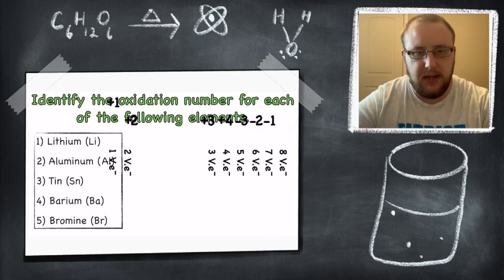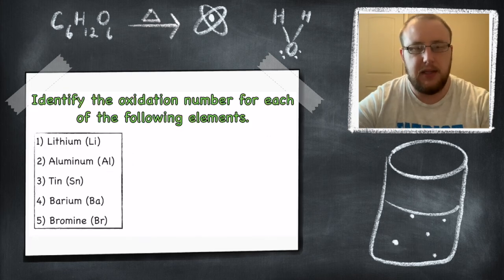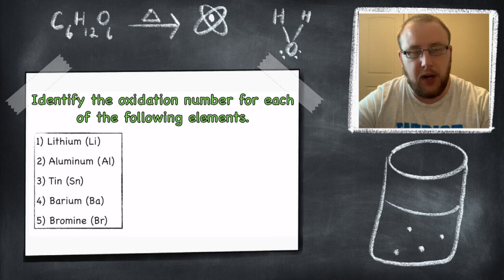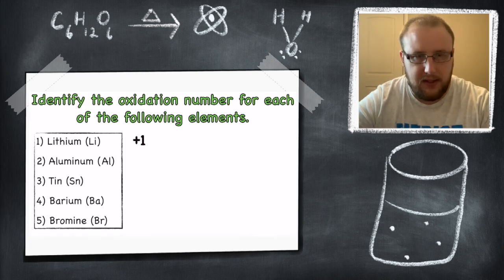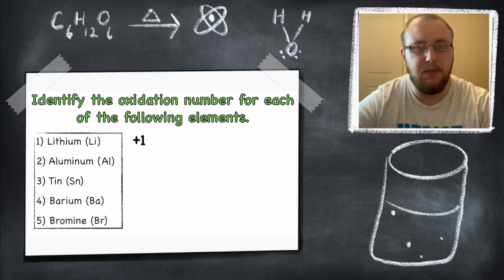Okay, so let's identify the oxidation number for each of these elements: lithium, aluminum, tin, barium, and bromine. First, lithium, Li. Lithium is right underneath hydrogen, and because of that, anything underneath hydrogen is going to have a +1 oxidation number. That means it has 1 valence electron. Aluminum, Al. Aluminum is found underneath boron.